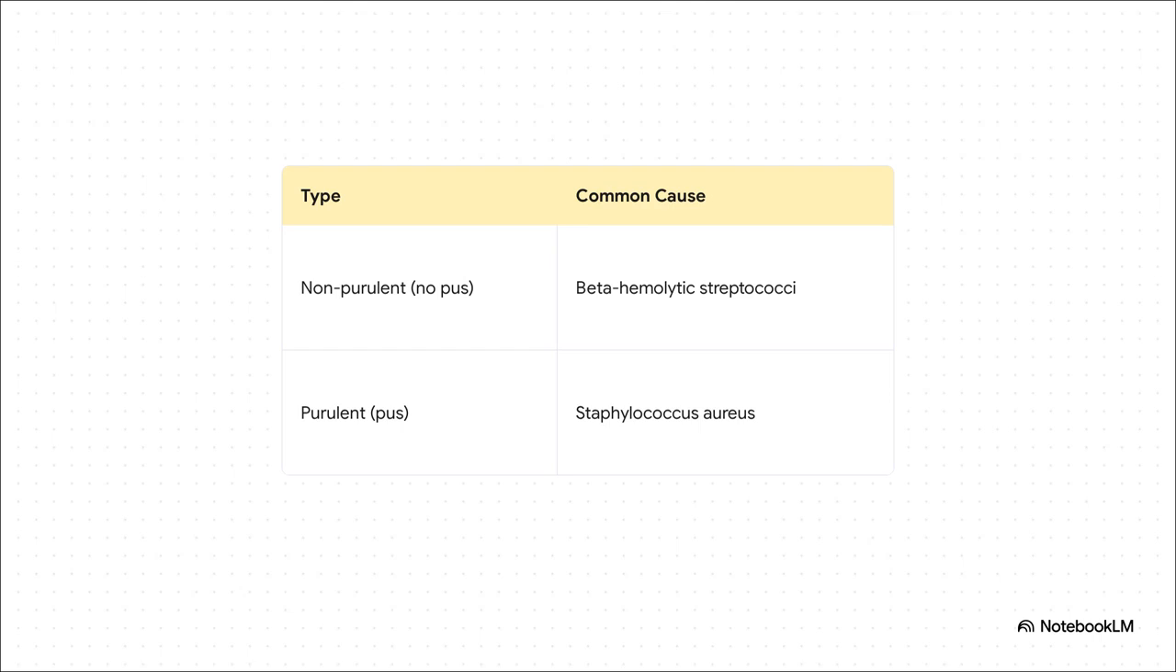Okay, this is a huge clinical pearl right here. The first question you ask yourself is, is there pus? It's a fork in the road. If you're seeing just that classic red spreading rash with no pus, you should be thinking strep. But the moment you see pus or an abscess, your brain has to switch gears. Now you're thinking staph, and you've got to consider its tougher cousin, MRSA.